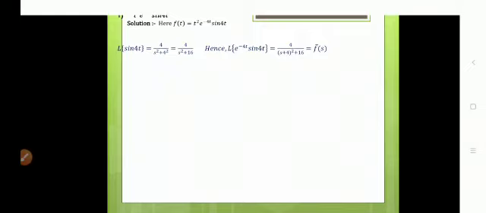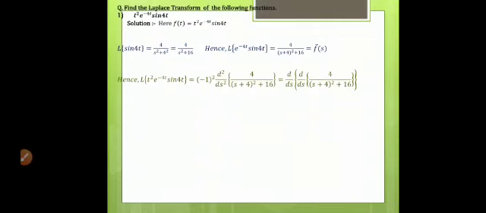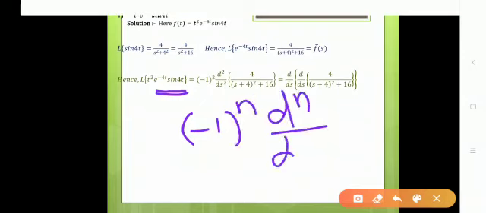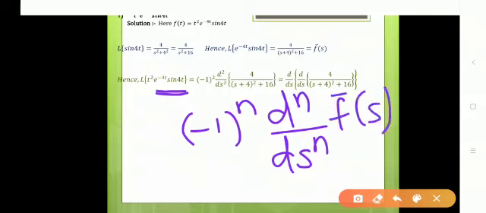Now we will move to the next part, that is L of t square e raised to minus 4t sine 4t. So here the function e raised to minus 4t sine 4t is multiplied by t square. So we have to apply multiplication by t raised to n property. So what is that? Minus 1 raised to n, d^n by ds^n of f bar of s. So this is our f bar of s.